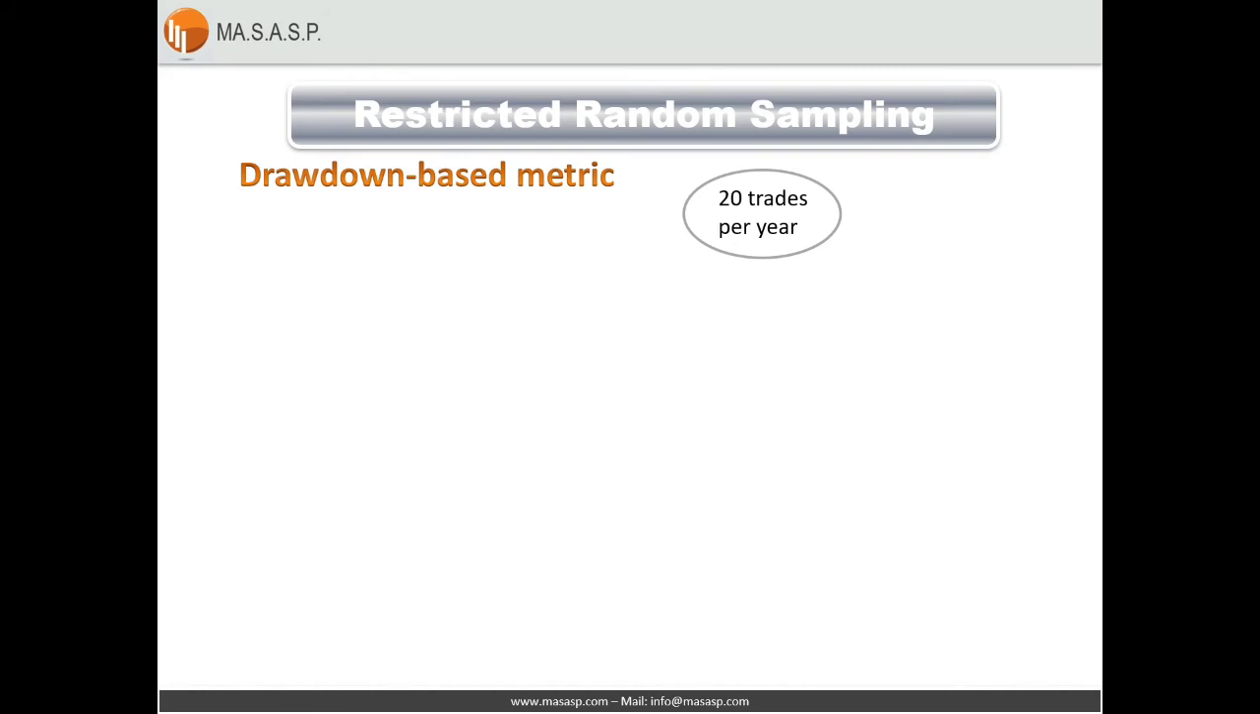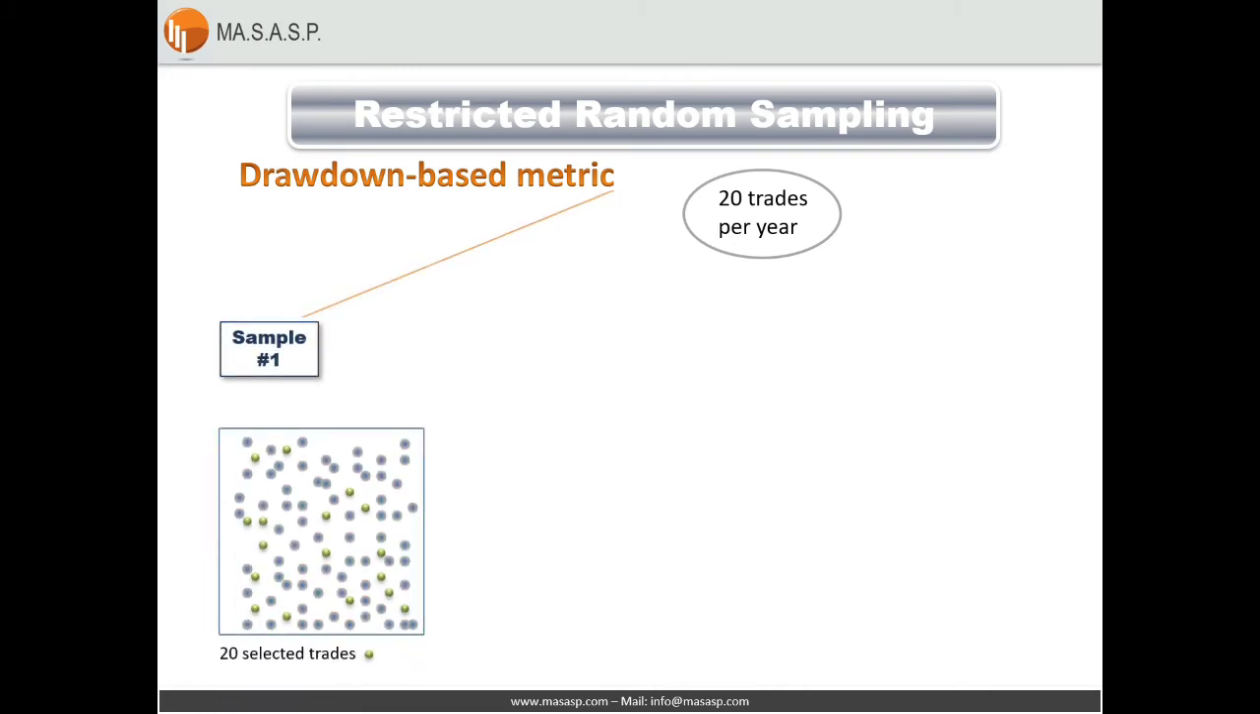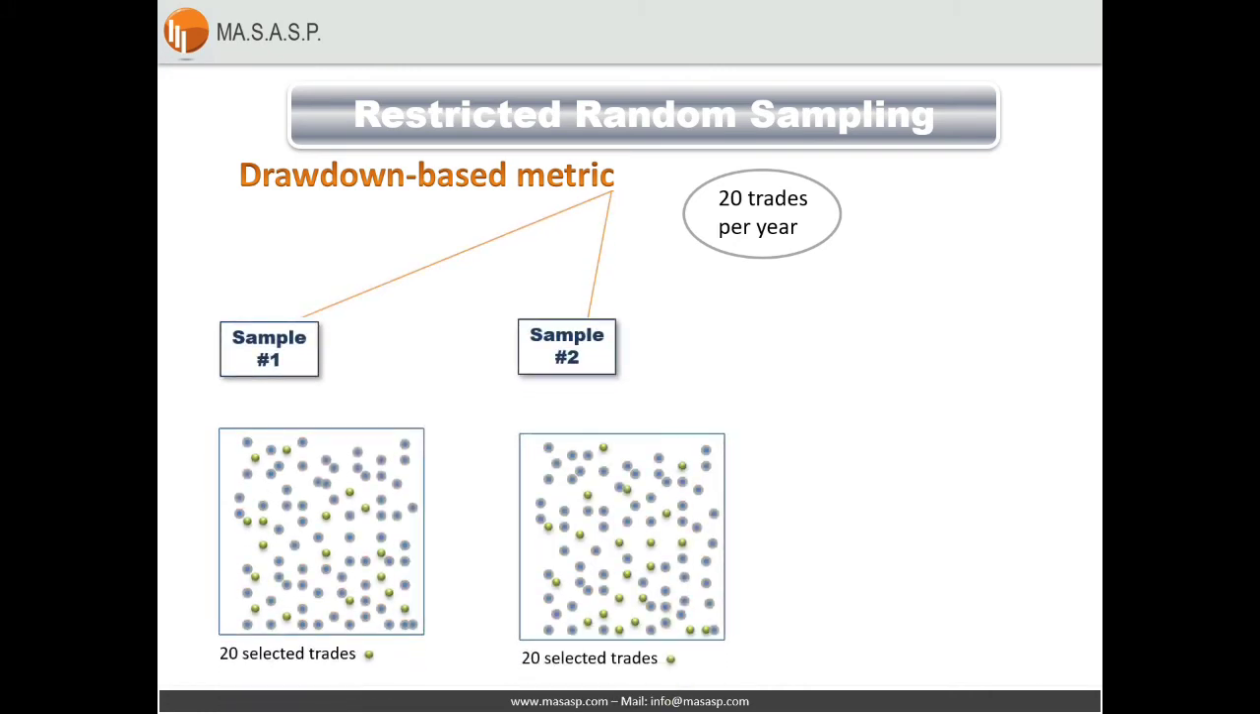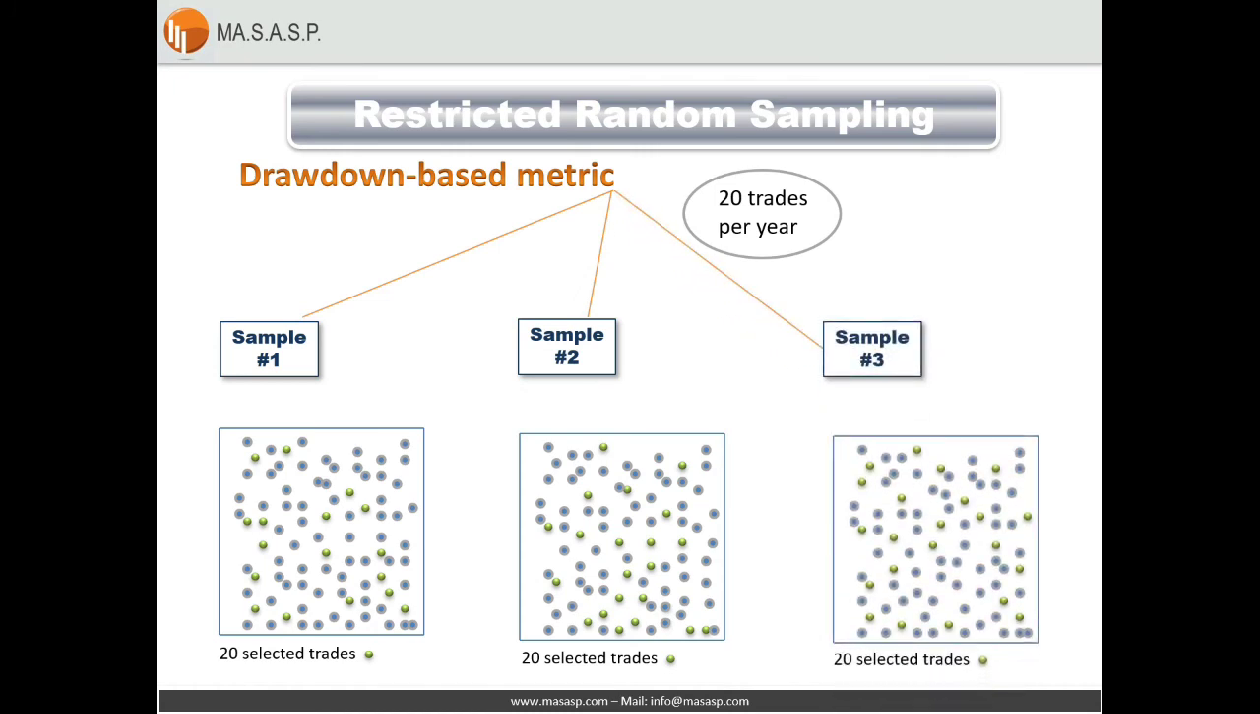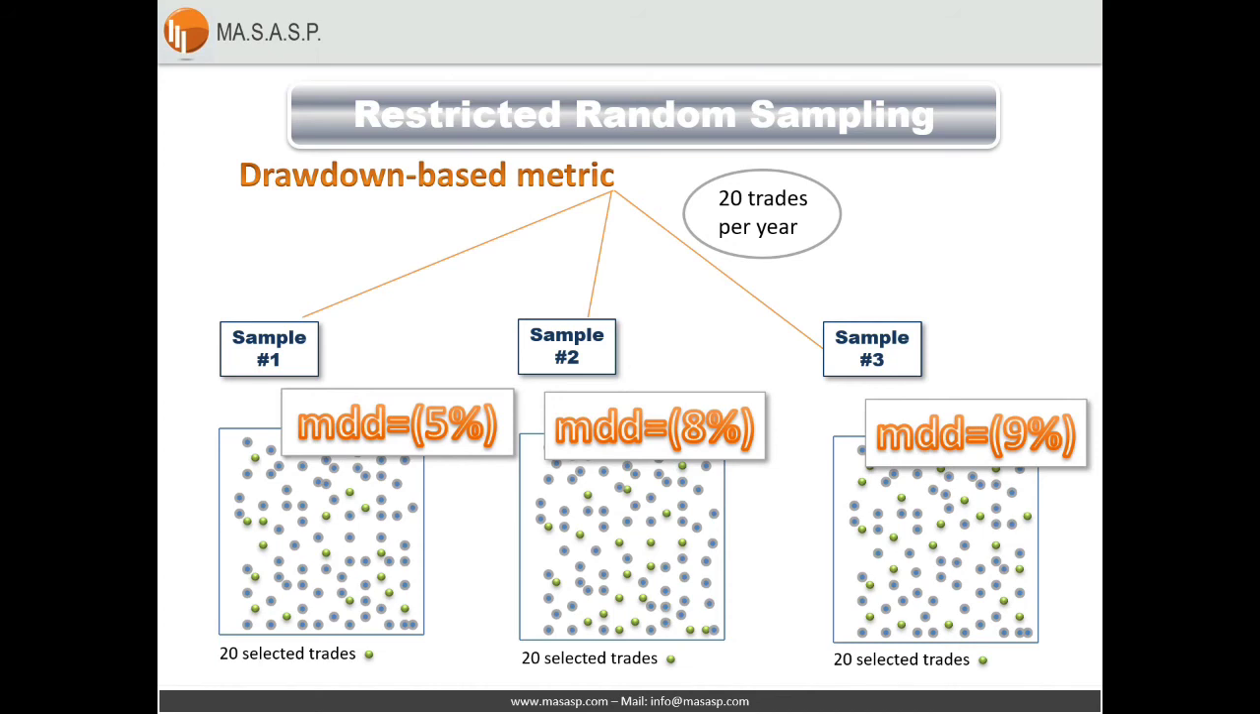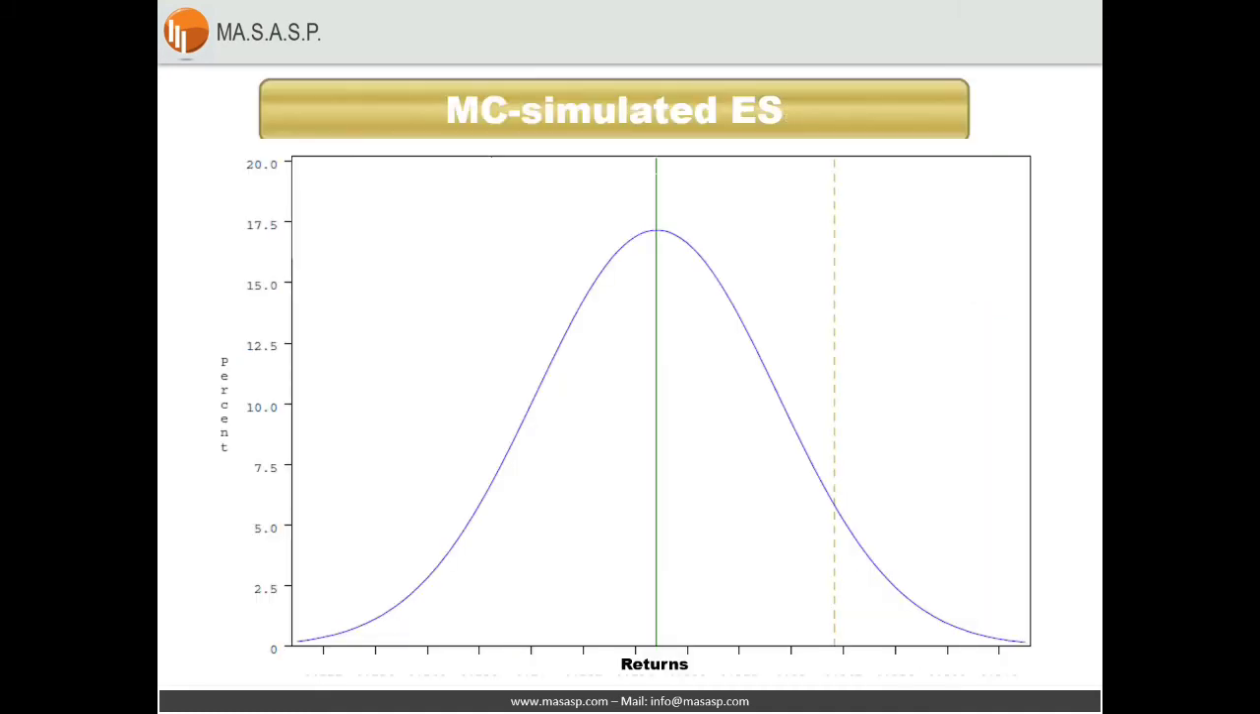We extract the first sample, and then a second sample, and then a third sample, and so on up to 1,000 samples. We then calculate the maximum drawdown of each sample. With the descriptive statistics of the maximum drawdown of these 1,000 samples, we compute the expected shortfall.